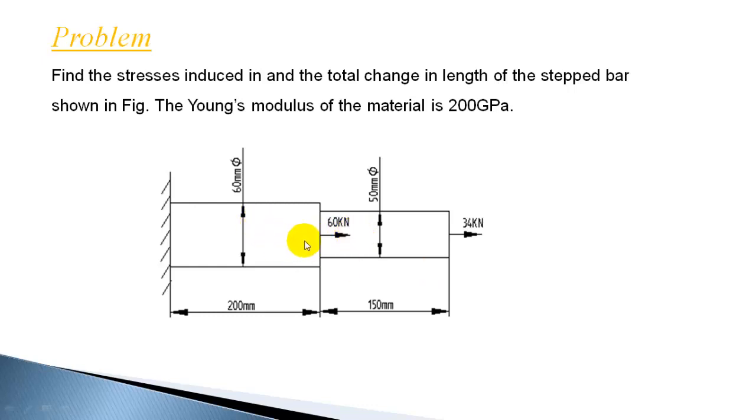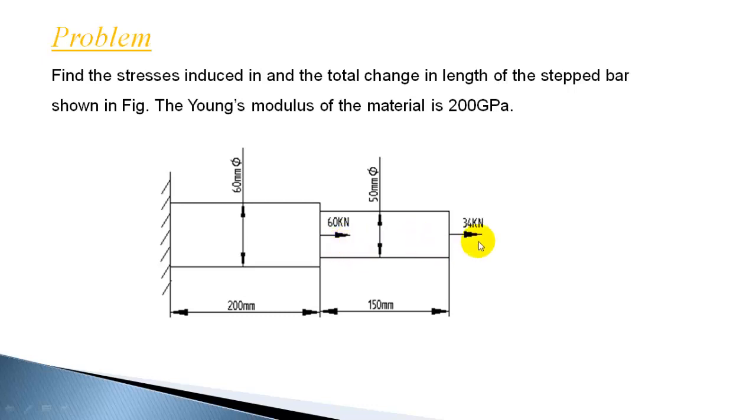Now considering the equilibrium of this step bar, both the forces are acting towards the right, so there should be an opposing force to maintain equilibrium. This fixed end has to exert an opposing force. From statics we know that the summation of forces should be equal to 0 in any direction for equilibrium. So if you assume a reaction here, the summation of the forces should be equal to 0.